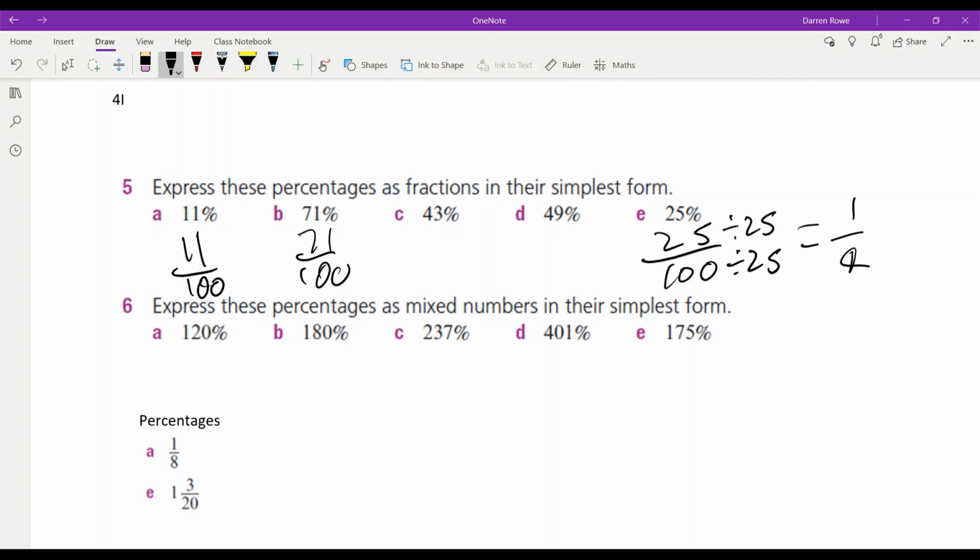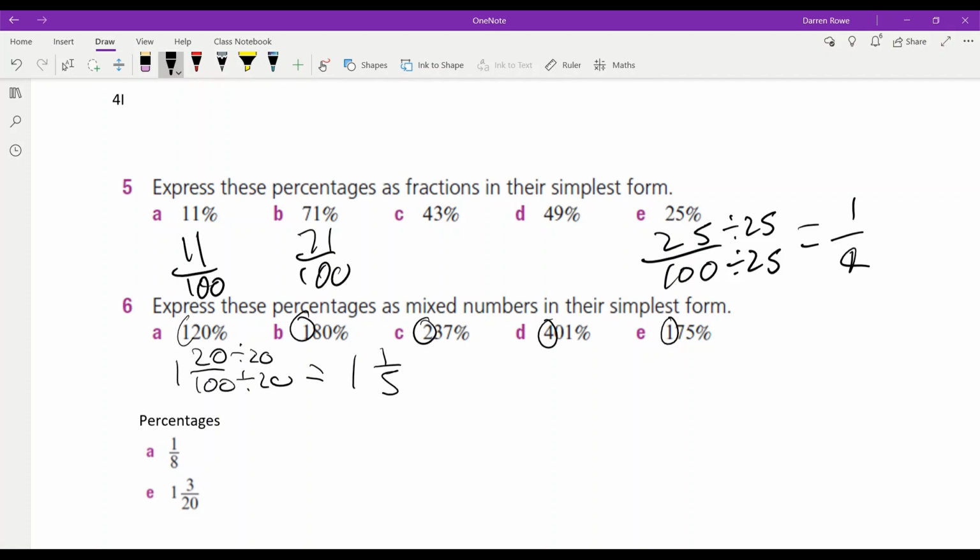Now, express these percentages as mixed numbers in their simple form. Now, obviously, anything over 100 is a whole. So there's 2 wholes, 4 wholes, 1 whole, and so on and so forth. So that would mean that is really 1 and 20 over 100. So then you need to say, well, can I divide these by anything? Well, can I divide it by 20? Because that's the highest common factor. Well, yes, I can. So that would equal 1 and 1 over 5.